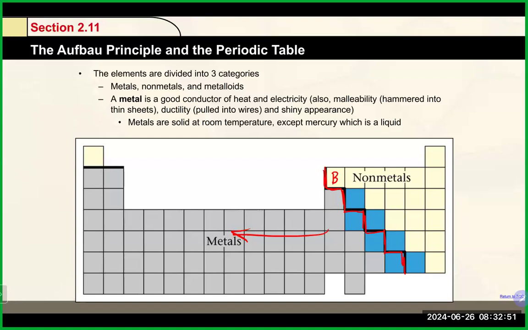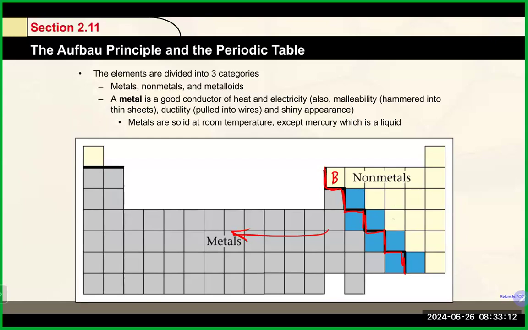Metals are good conductors of heat and electricity. They can be hammered into thin sheets. They can be pulled into wires. They typically have a very shiny appearance. Metals are pretty much solids at room temperature. The one exception is our friend mercury. Again, if you look on that periodic table there, mercury is in blue writing as opposed to everybody else.